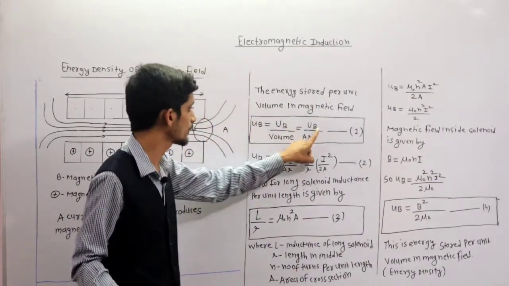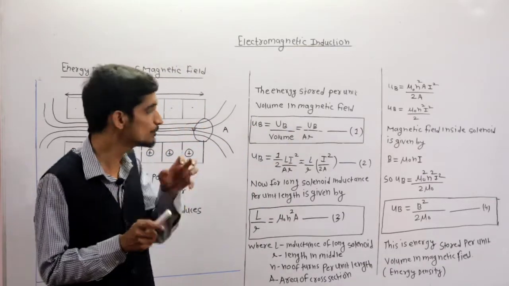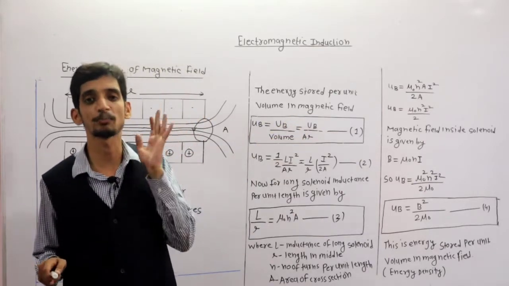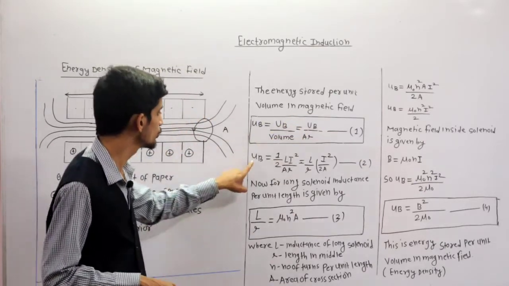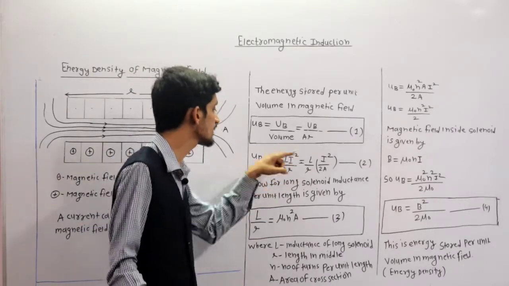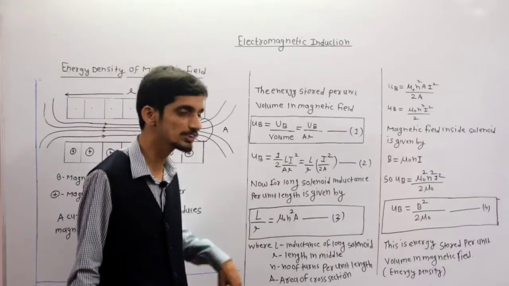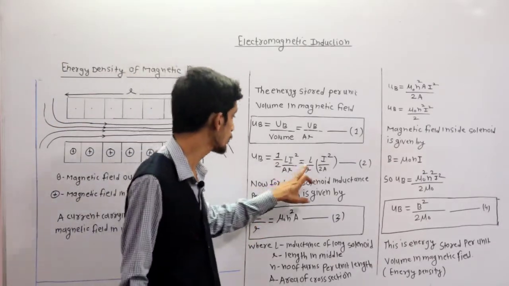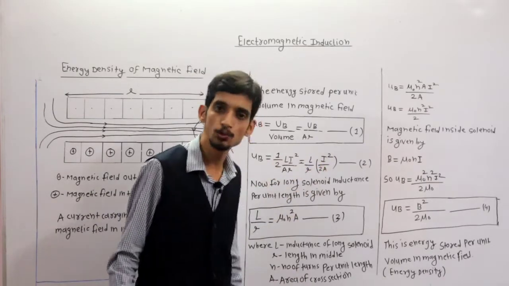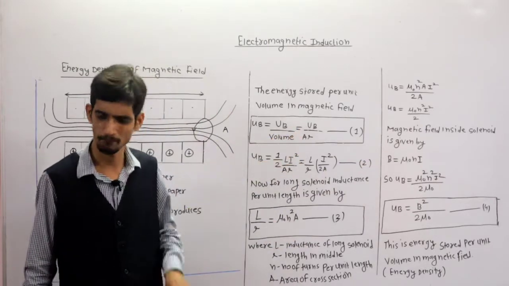Now, this is equation number 1, that is UB is equal to capital UB by volume. It is the basic formula. So we have to put some values in this equation number 1 to get the final expression. Now, UB is equal to half Li square upon Al. Now, from where does this half Li square come? It is the energy stored in magnetic field. And this Al is what? Volume. So, after simplifying, L upon l, I square upon 2A. This is equation number 2. Actually, this is from equation 1 only.